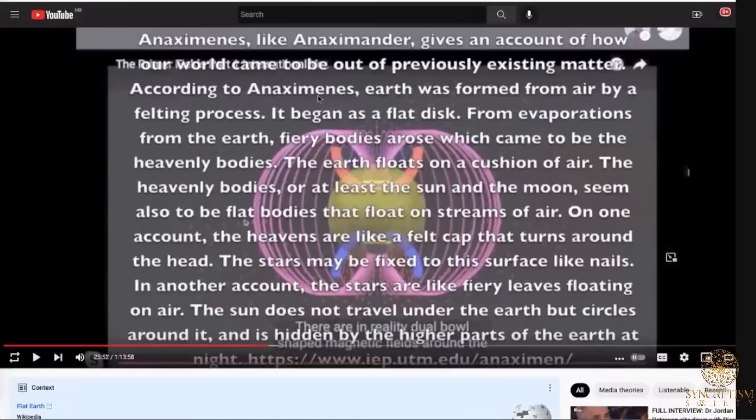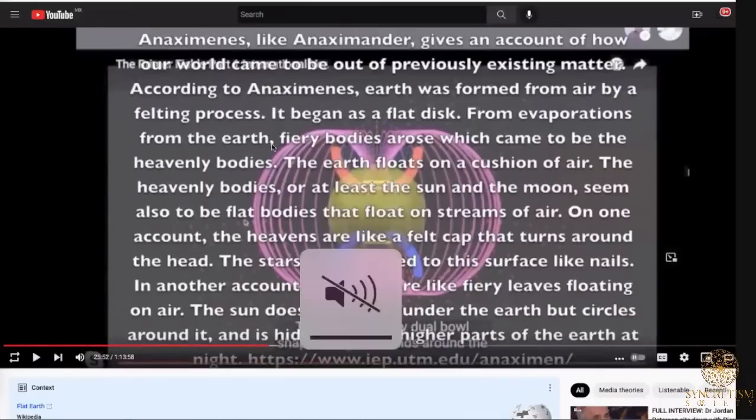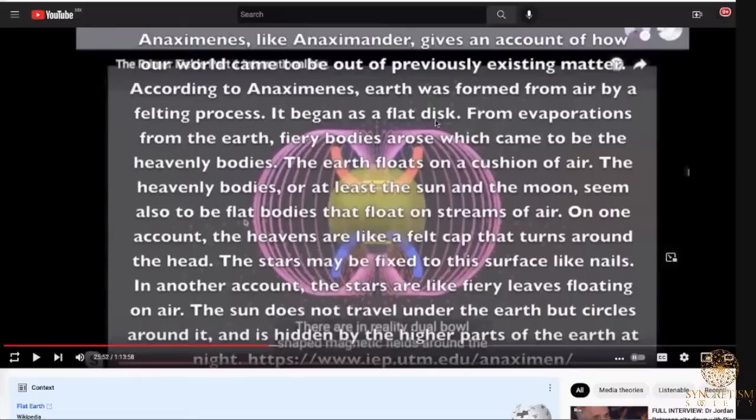According to Anaximenes, Earth was formed from air by a felting process. It began as a flat disk from evaporations from the Earth. Fiery bodies arose, which came to be heavenly bodies. The Earth floats on a cushion of air. See, this is what they don't understand. These torus fields, they're floating on cushions of air, or in other words, gravity doesn't exist, but you know what I mean. They're floating.